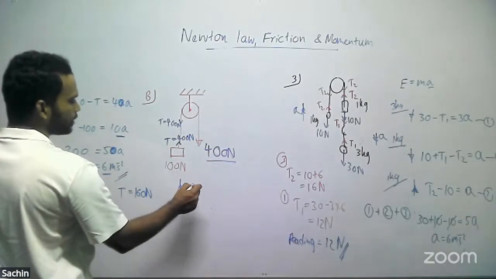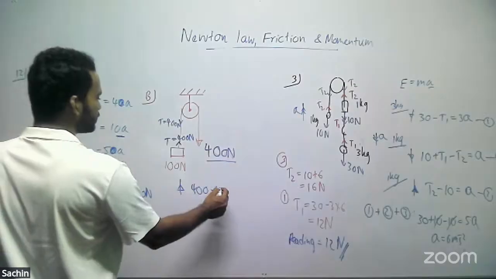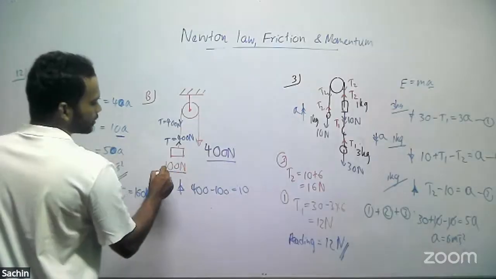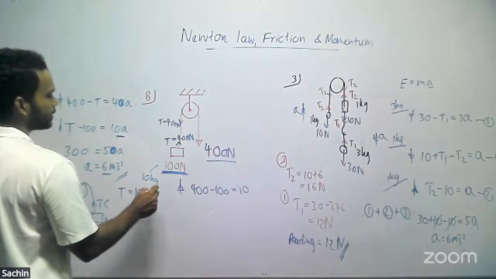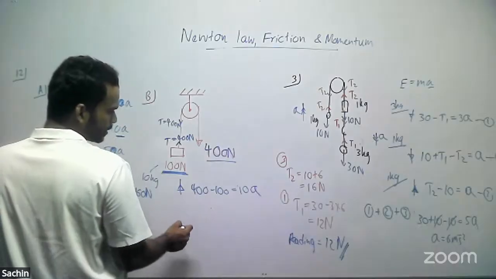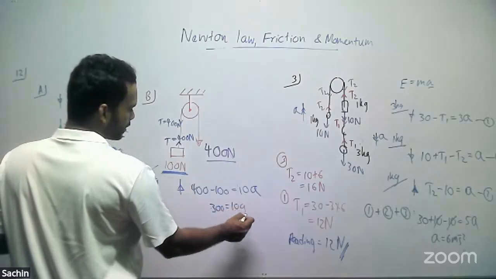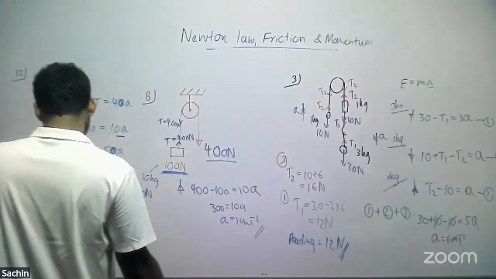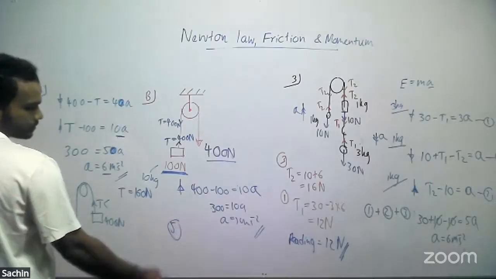That means if you apply F equals ma for the other part, 400 minus 100 is equal to 10a. Here the weight is 100 Newton, so the mass is 10 kg, just dividing by the gravitational acceleration. So 300 is equal to 10a, a equals 30 meters per square second. That means in this case the acceleration is much higher. So this is given in answer 5.